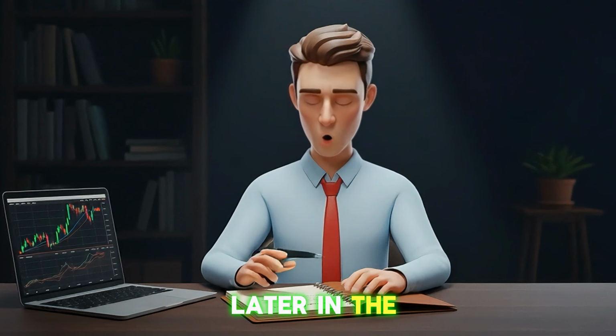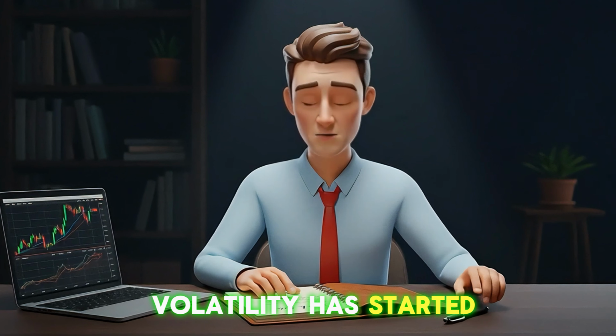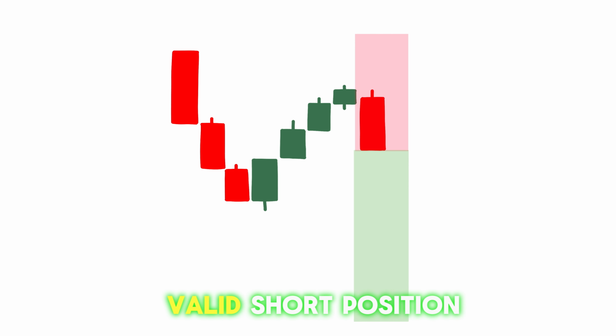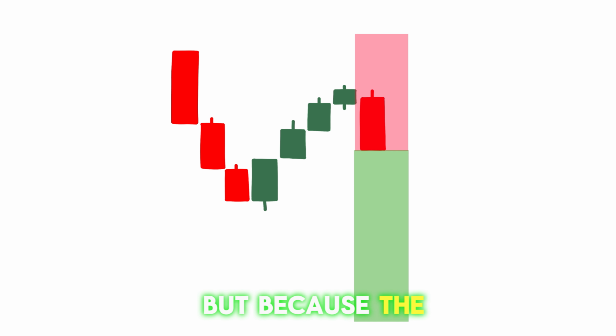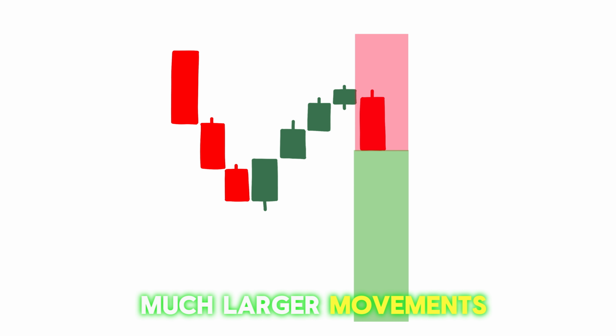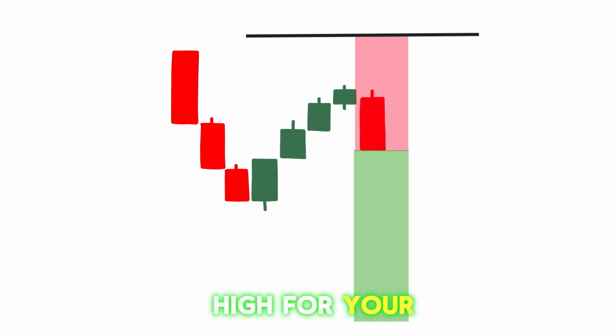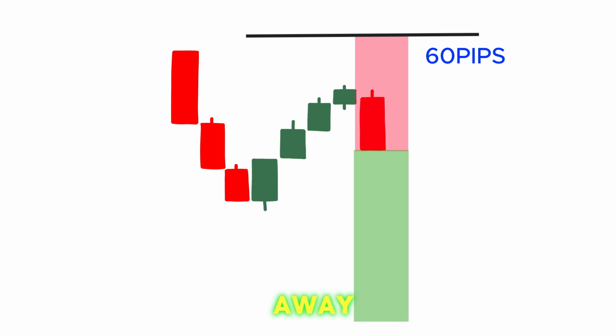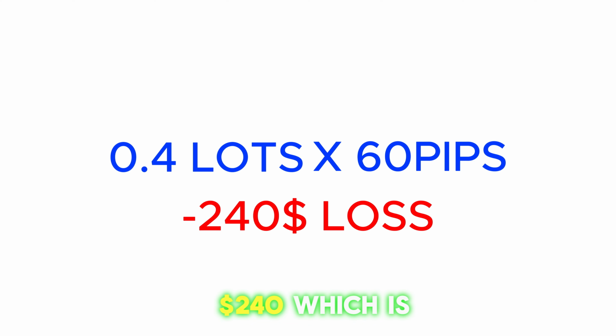Imagine it is later in the day and the market volatility has started to pick up. You spot a valid short position, but because the market is making much larger movements, your nearest swing high for your stop loss is now 60 pips away. Because the stop loss distance is much wider, you cannot use the same lot size as before. If you used 0.4 lots again with a 60 pip stop loss, you would lose $240, which is way more than your 2% limit. So we use the formula again.